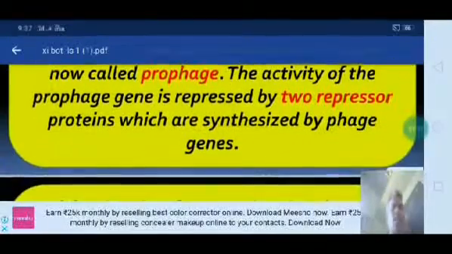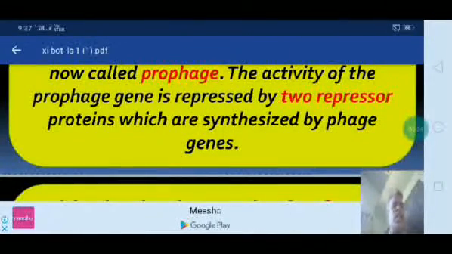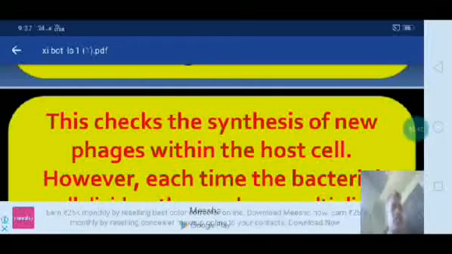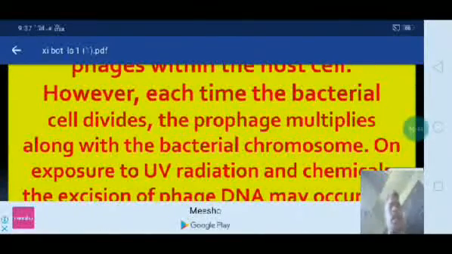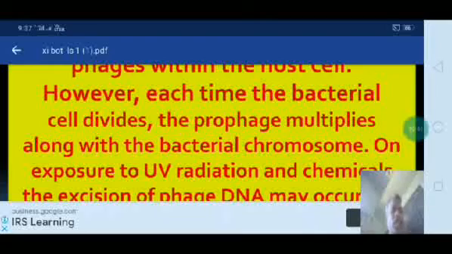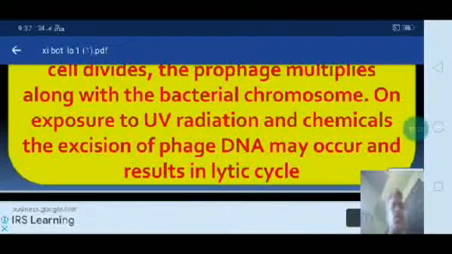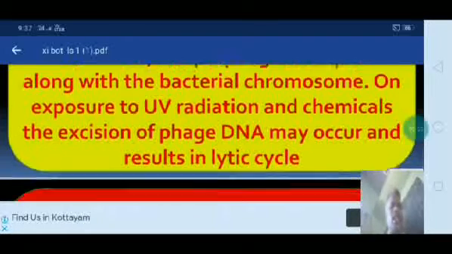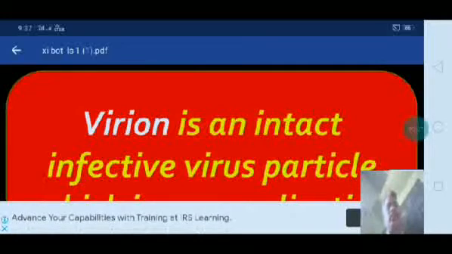The activity of the prophage gene is repressed by repressor proteins which are synthesized by the phage gene. This checks the synthesis of new phages within the host cell. However, each time the bacterial cell divides, the prophage multiplies along with the bacterial chromosome. On exposure to UV radiation and chemicals, the excision of phage DNA may occur and results in the lytic cycle. Then some other topics are there.